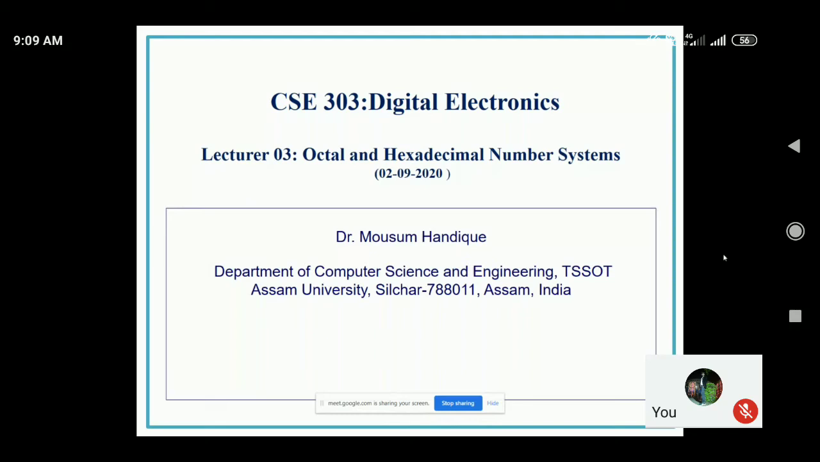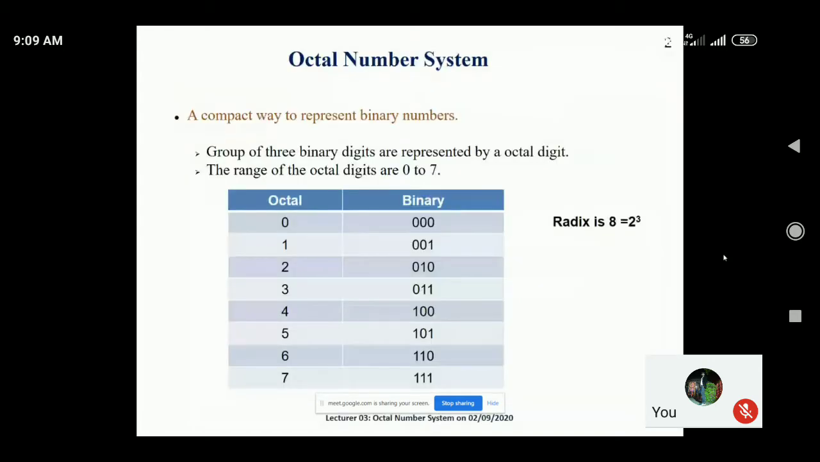Number system. Because this is the very basic octal part, you should already know it. In class 12 standard, maybe class 8, 9, a few concepts are required. So directly I am going to the octal number system, a compact way to represent binary numbers.